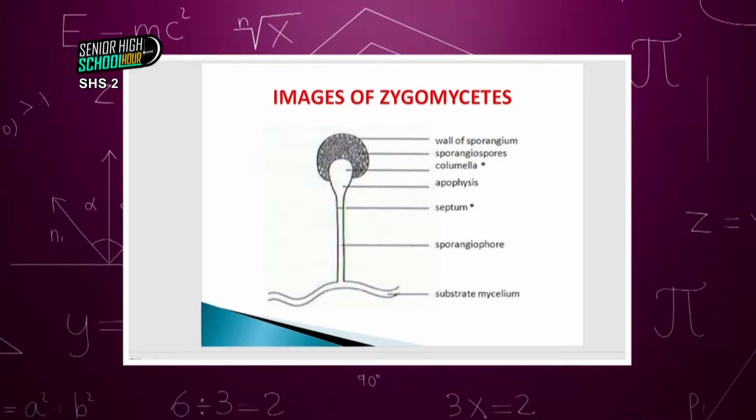So a typical study under the microscope, this is what you will get. If you can isolate one, you see the wall of the sporangium, the sporangiospore, the spores inside. Because it's formed in the sporangium, it's called sporangiospore, or we just call it spores. We'll come to the columella when we study Rhizopus in detail. There is no septum, there's the sporangiophore here, and you have seen the substrate mycelium.